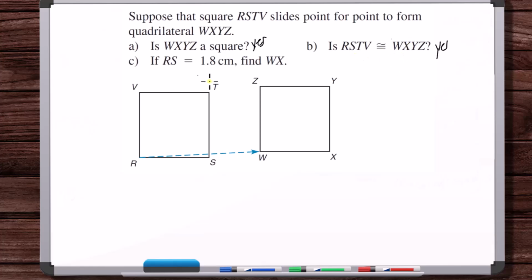No. Okay, if RS is 1.8 centimeters, then find WX. Well, in this case, it's a square, so all the sides are congruent anyway, but these are actually corresponding anyway. RS is corresponding to WX. We can see that here, WX, RS. So WX is going to be equal to 1.8 centimeters as well.